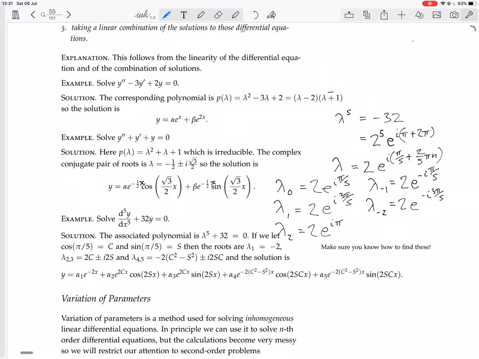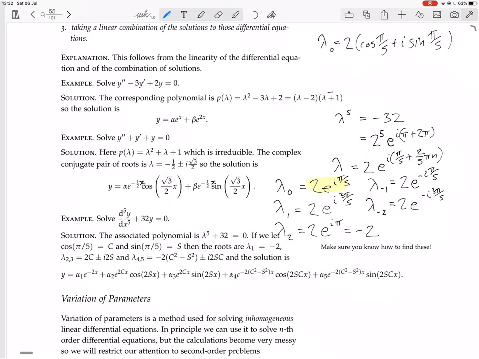Okay, so this one is the easiest, lambda 2. That's e to the pi. So the magnitude is 2, but then the angle pi is halfway round, so this is minus 2. Now I'm thinking about lambda 0. The angle is pi over 5, right? So the magnitude is 2, the angle is pi over 5. So that means we're just going to have 2 times cos pi over 5 plus i sine pi over 5.